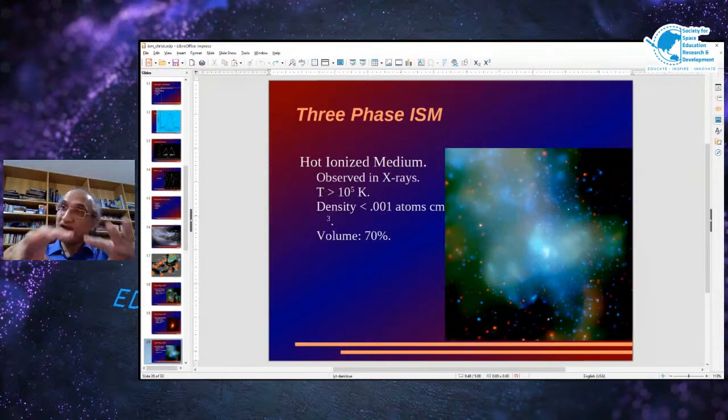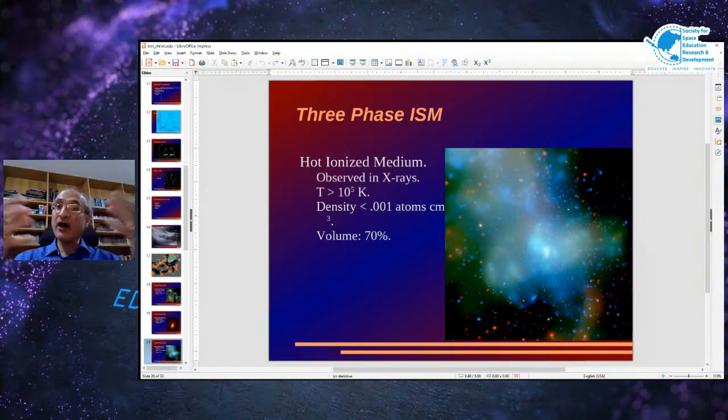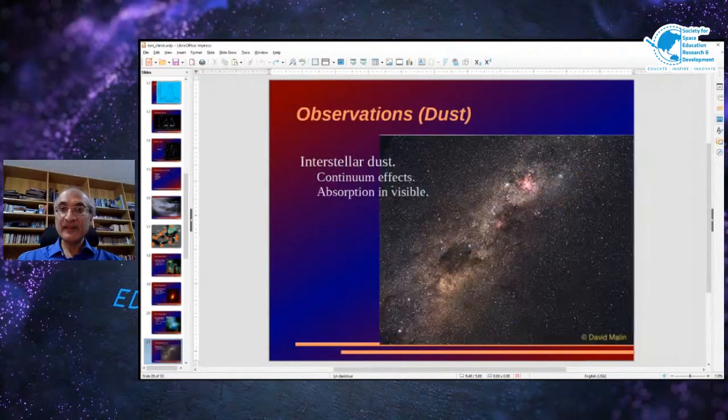And finally, you get the hot ionized medium. And this occupies most of our galaxy, maybe as much as 70% of our galaxy. The density here is maybe an atom per 1,000 cubic centimeters. And the temperature is 100,000 to 1,000,000 degrees Kelvin. So when you look at this hot ionized medium, because it's so hot, it emits at high energy. So you see it in X-rays and you see it in highly ionized gas. So that is the gas.